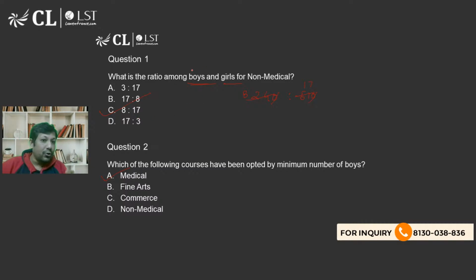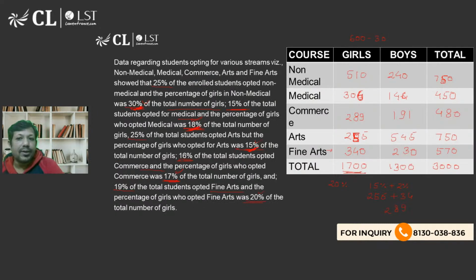So whenever we look at a ratio question, always look at which is the first value. And unfortunately, whenever we have these kinds of questions, both the options are always given, that A is to B and B is to A. Okay. Now, that is going to be medical, not commerce, because in commerce there are 191 boys and in medical there are 144 girls.